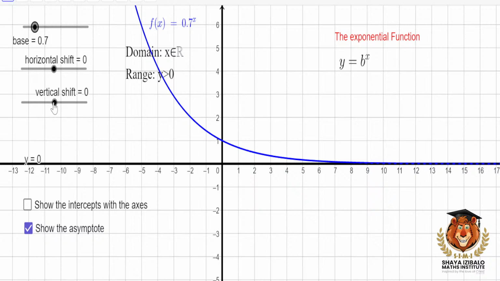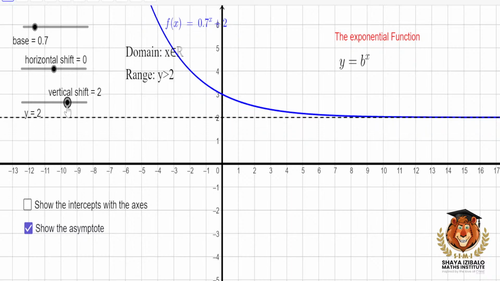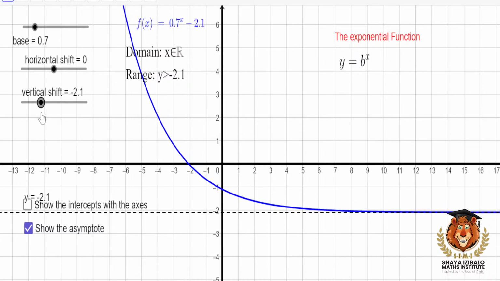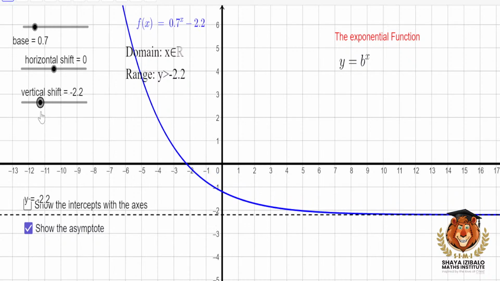But if I start shifting the graph up, notice the range is bigger than the asymptote. So that number at the back tells us the asymptote. All right. And now the range is bigger than that.